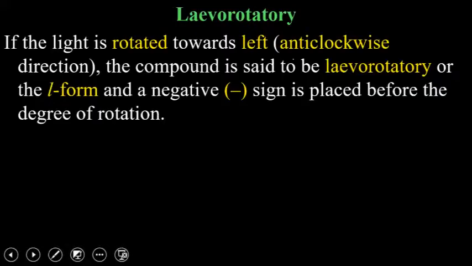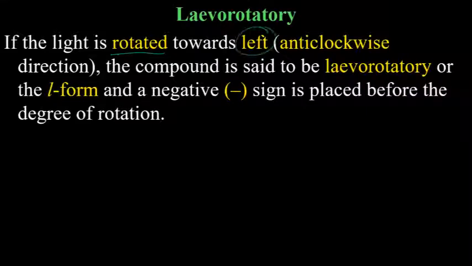Levorotatory, similarly, the light is rotated when it is passed through Nicol prism. It is rotated towards left. And what is in Nicol prism? Nicol prism has the solution of that compound which we are talking about. So when we say dextrorotatory, levorotatory, we are talking about organic compounds. In this case, alkyl halides, because in this chapter we are talking about haloalkanes and haloarenes.